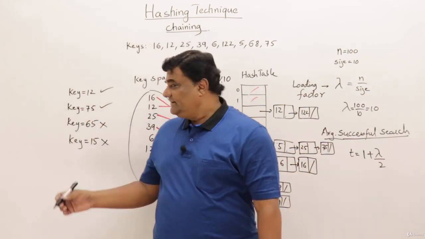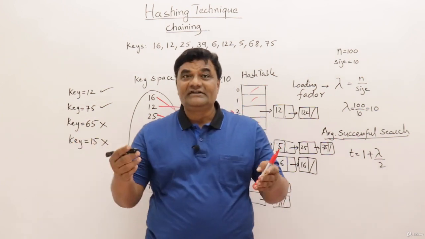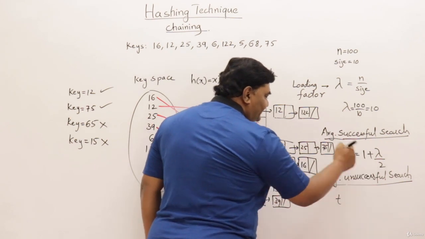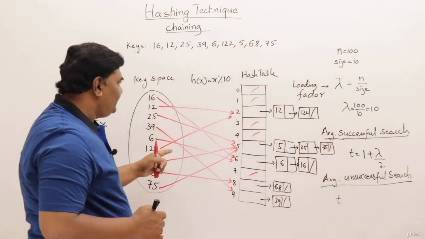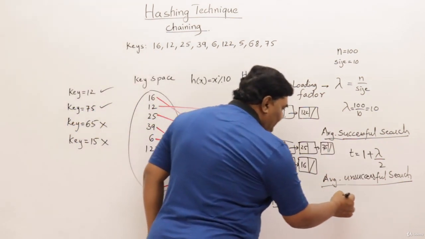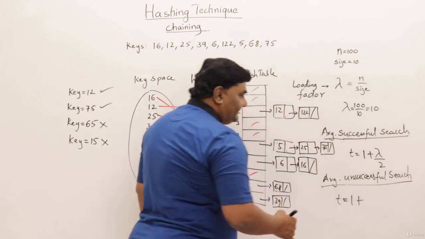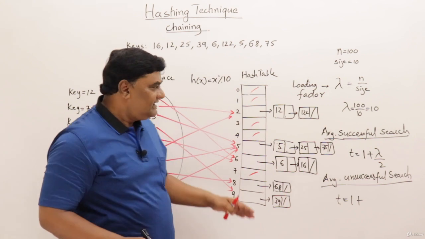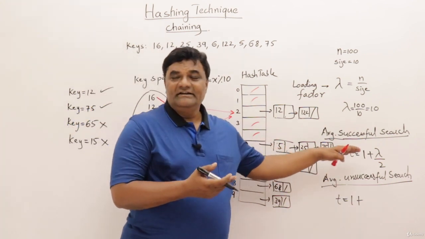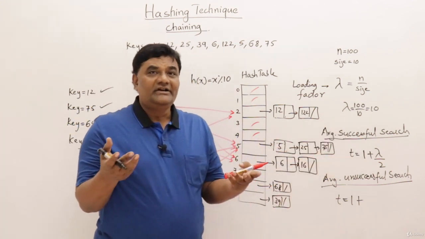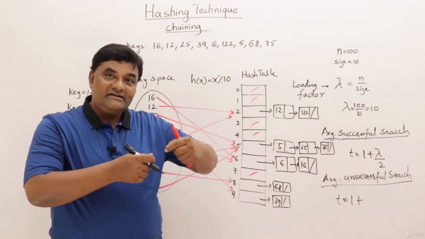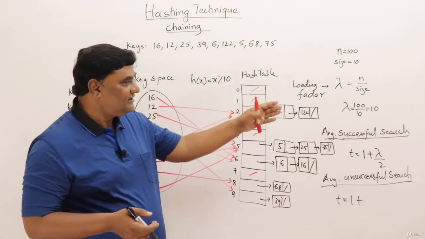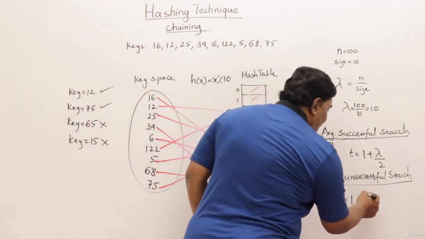Then what is the time in case of an unsuccessful search, if the key is not found? For the average unsuccessful search time, for searching any key we use the hash function, so the time is 1. Then, since the key is not found, we may be checking the entire linked list, the entire chain. We don't know where it may stop, so we take the maximum time. How many keys are there? 10 keys, that's lambda. So it is 1 plus lambda.